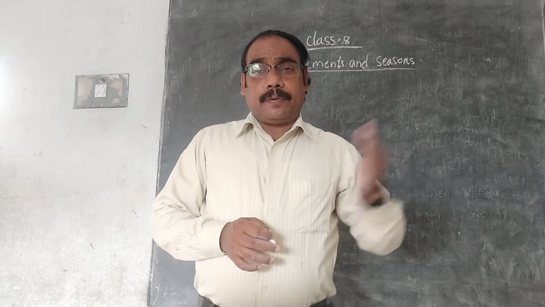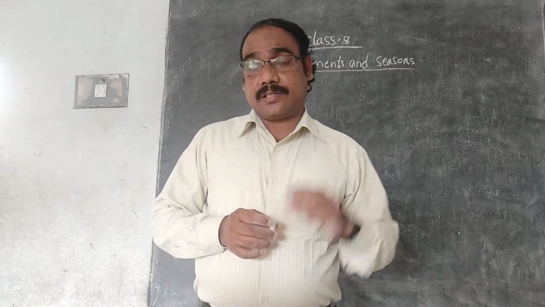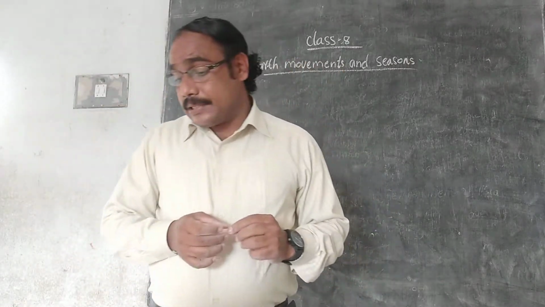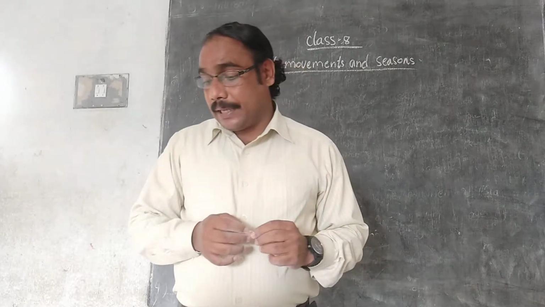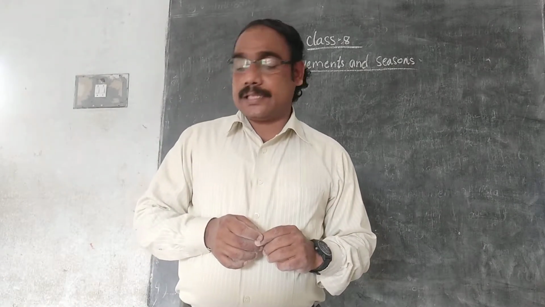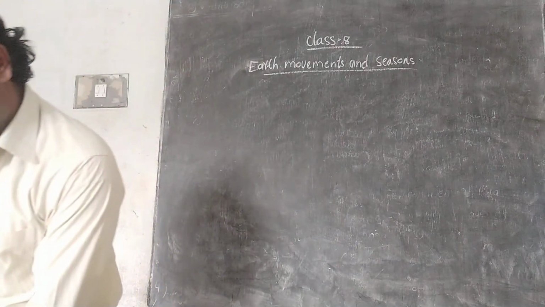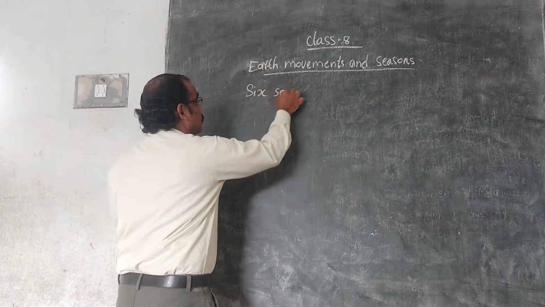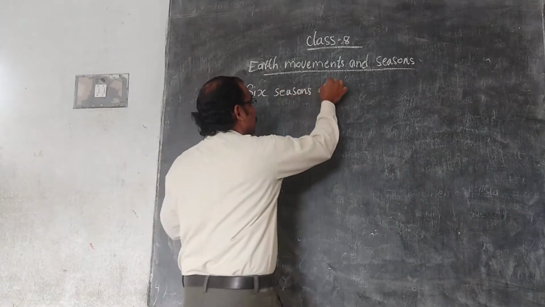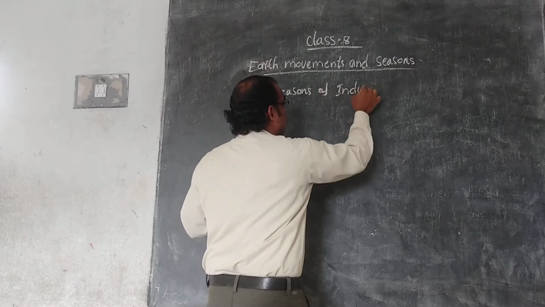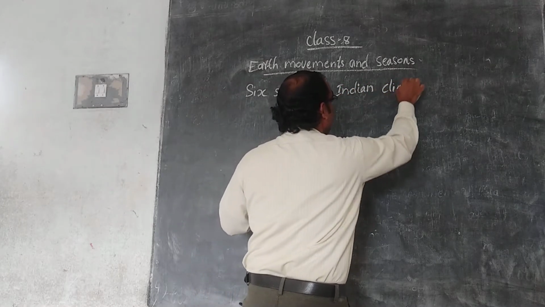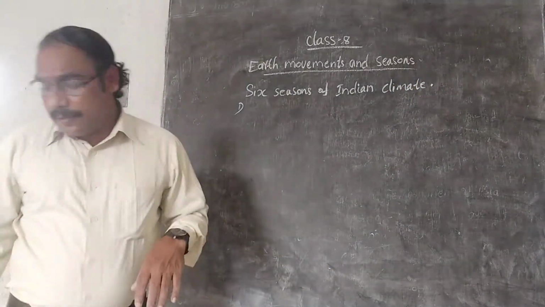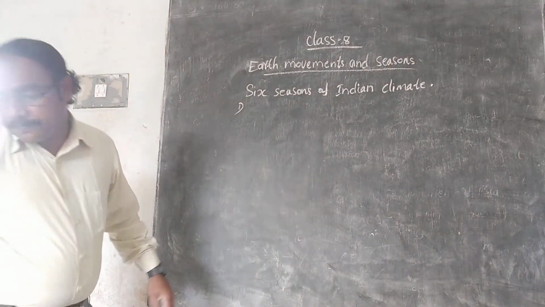Okay, next. In an older way, we are having 6 seasons. Okay, the names are Vasantam, Grishma, Varsha, Sarad, Hemandam, and Sisiram. These are the 6 seasons of Indian climate. So we will go through the 6 seasons of Indian climate. Okay, what is the first one? Vasanta.